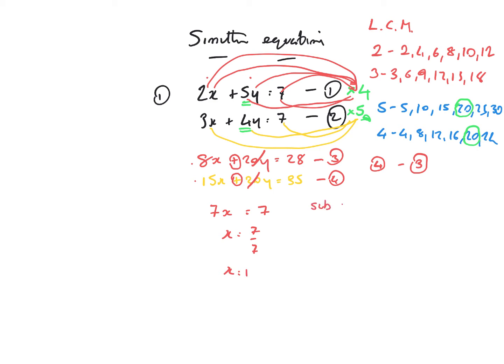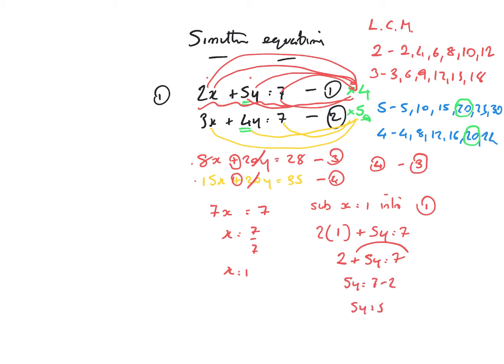I'm now going to sub x equals 1 into one of the equations. It doesn't matter which one, so randomly, I'm going to choose equation 1. So 2x, well, x is 1, so that's 2 lots of 1 plus 5y equals 7. That's 2 plus 5y equals 7. Bring the 2 across, 5y equals 7 minus 2. And that's 5y equals 5, and y equals 5 divided by 5, y equals 1. Okay, let's try a second example.